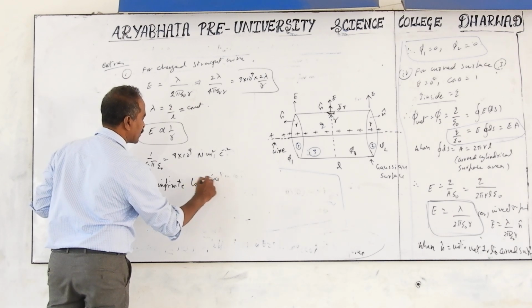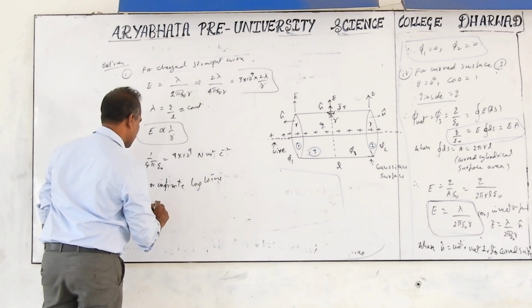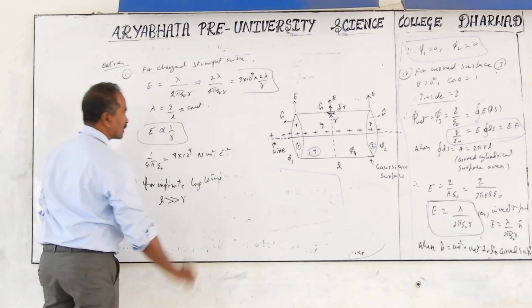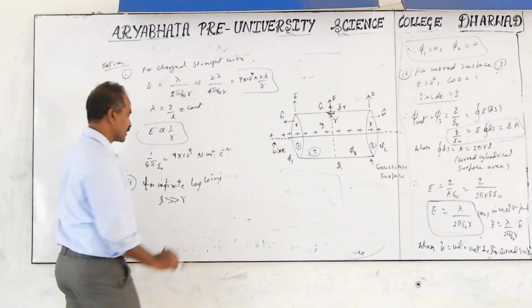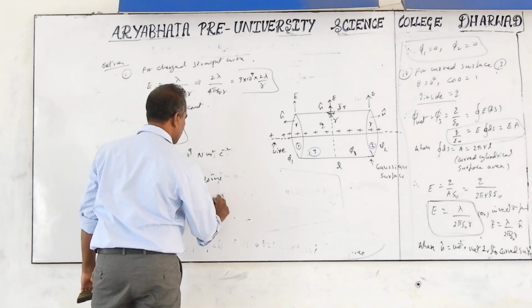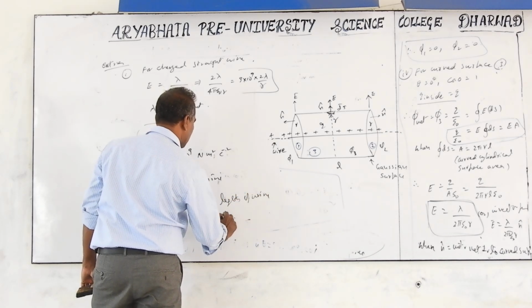Long wire. For an infinite long wire, L is much more than the distance. The length is very large compared to the perpendicular distance of the wire. L is the length of the wire. R is the perpendicular distance from the wire.